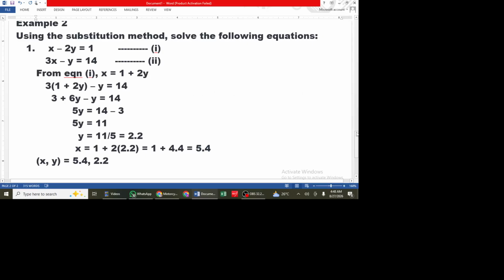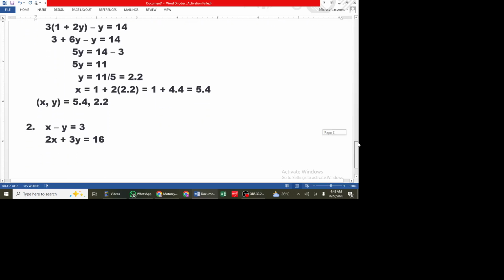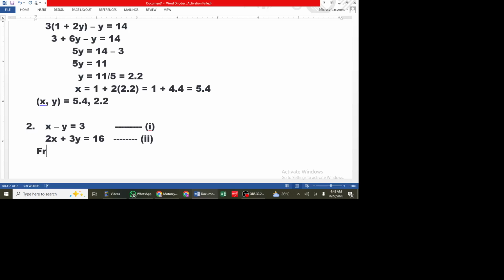Let us consider another example. That is example 2. We are given these two equations. Let's call the first one equation 1. Let's call the second one equation 2. And don't forget, substitution is to make one of the unknown subject of the formula. From equation 1, you can use any. Let us make s the subject of the formula. Then s is equal to 3 plus y.